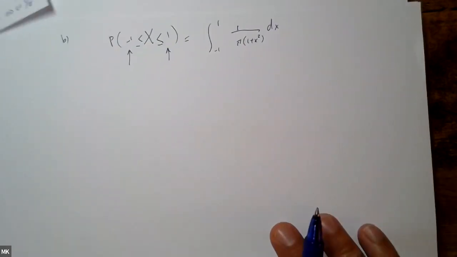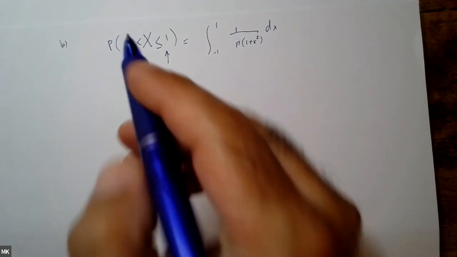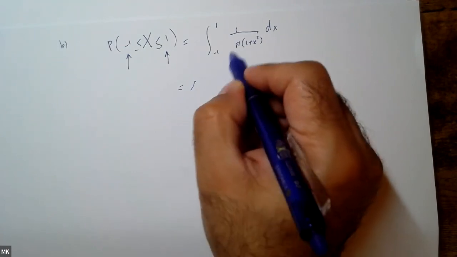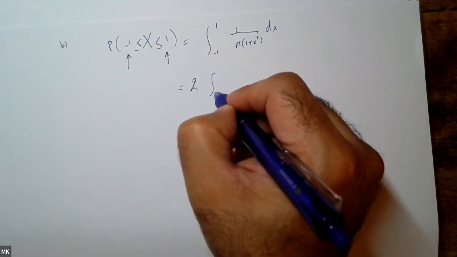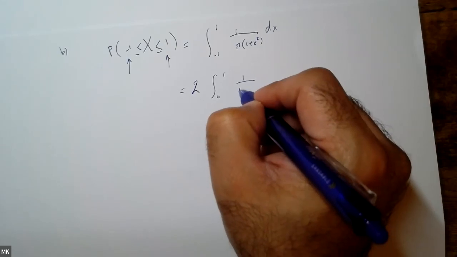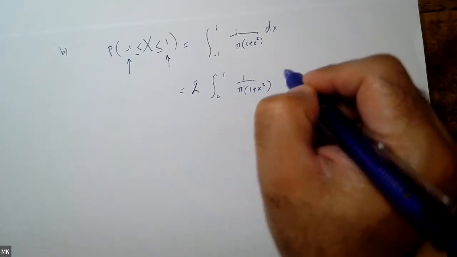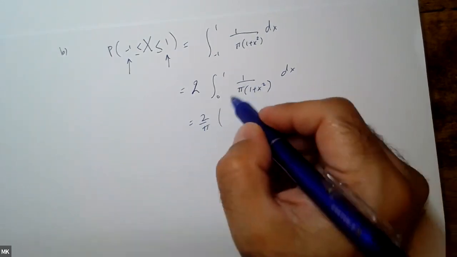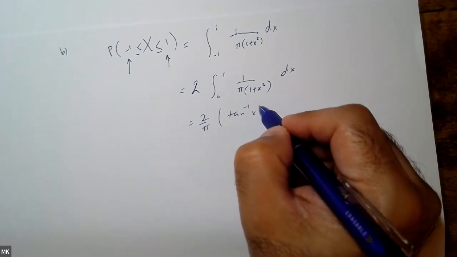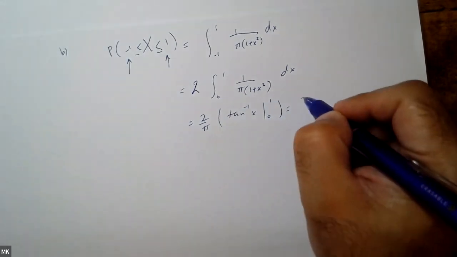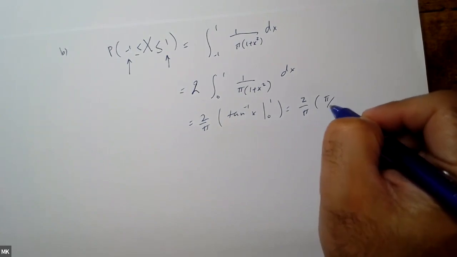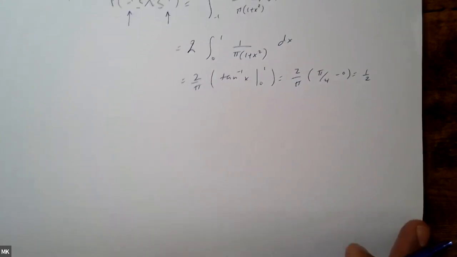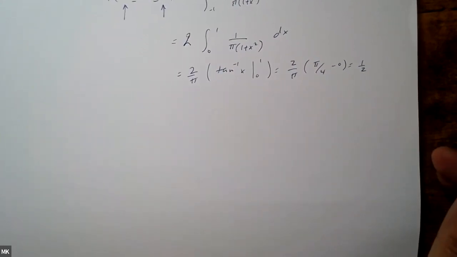Now it's basically just integration. Because it's an even function, it's going to be twice the integral from 0 to 1 of 1 over pi times 1 over 1 plus x squared dx. Pi comes out as well, so 2 over pi. And the antiderivative of 1 over 1 plus x squared is tan inverse of x from 0 to 1, which is 2 over pi times tan inverse of 1, which is pi over 4, minus tan inverse of 0, which is 0. So I get 1/2. So that's how you calculate that.